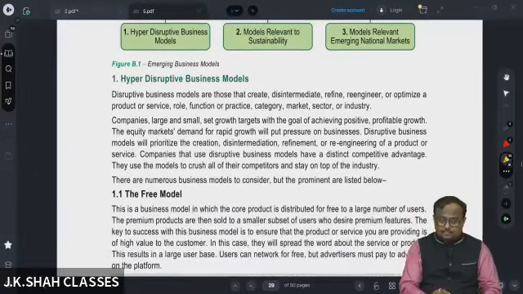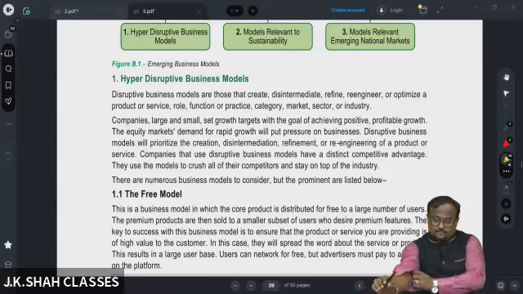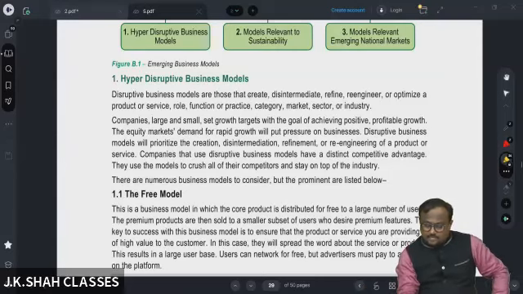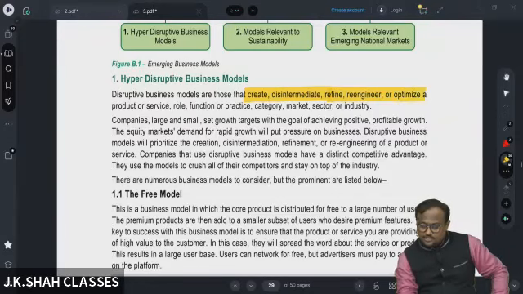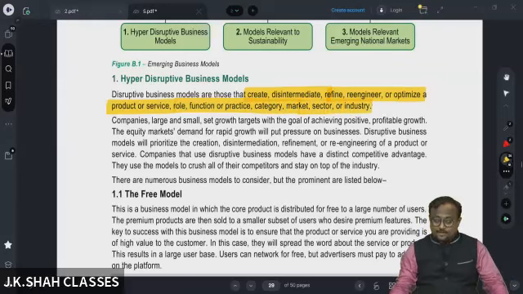Initially, we'll go for hyper disruptive business models. As they say, they create, disintermediate, refine, re-engineer, or optimize a product or a service, or a role or a function or a practice or a category or a market sector or the industry. So basically, it's a wholesome effect.